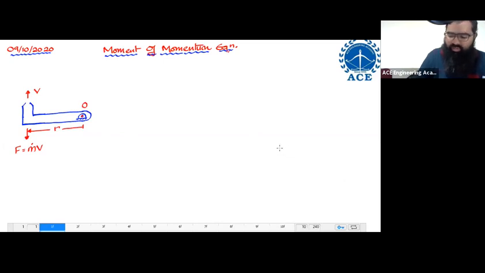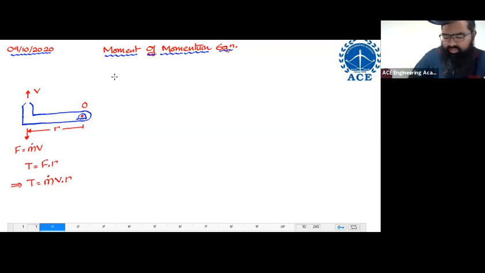Now what happens about this point O? There is going to be certain moment created, certain torque created. The value of torque has to be equal to force times R, which implies the torque is equal to force, which is m dot v times R. This term, m dot into v into R, is known as your moment of momentum equation.